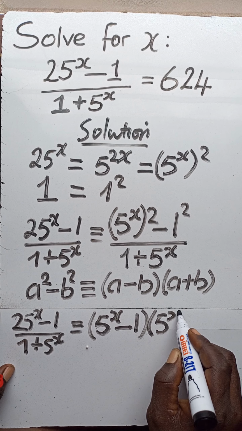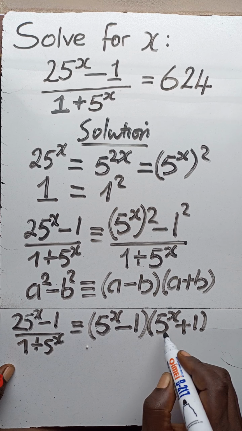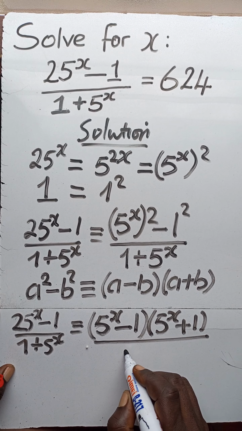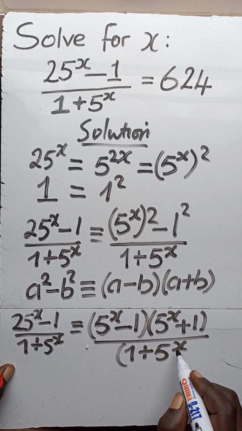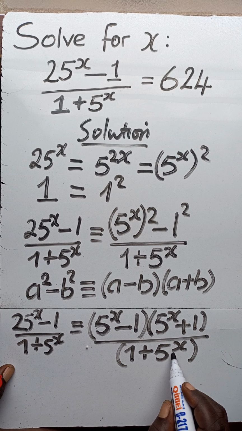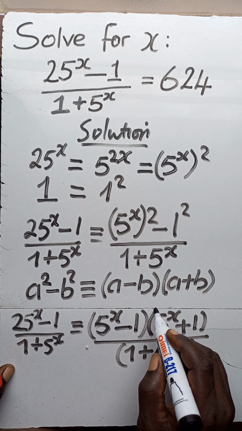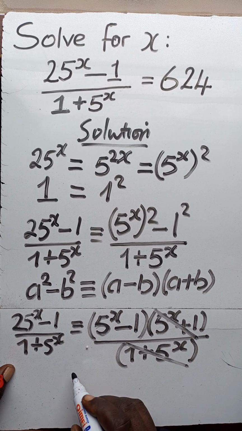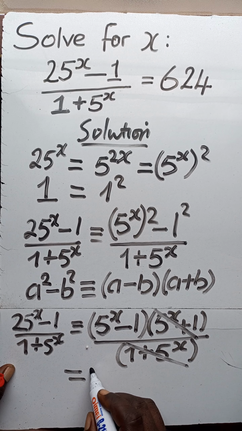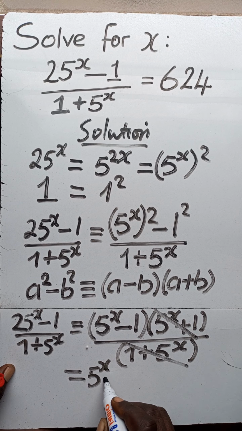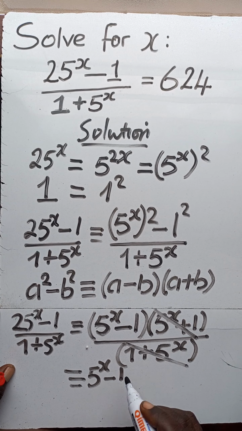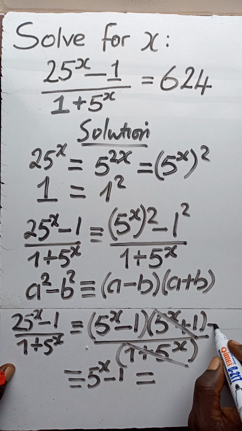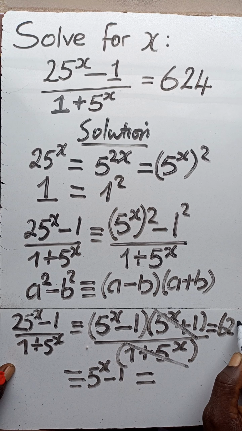5 to the x plus 1. All of that divided by 1 plus 5 to the x. 1 plus 5 to the x, 1 plus 5 to the x. So they cancel out. And that is equal to 5 to the x minus 1. Pay attention. This was just the identity, but we were told that our equation is equal to 624.